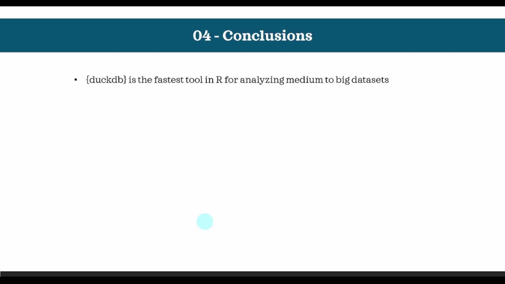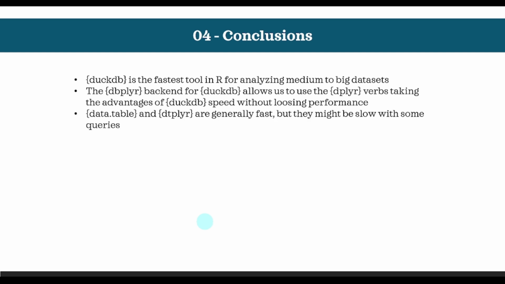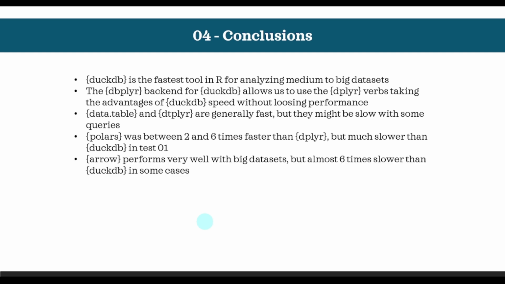DuckDB is the fastest tool in R for analyzing medium to big datasets. The dplyr backend for DuckDB allows us to use the dplyr verbs, taking the advantages of DuckDB speed without losing any performance. Data table and the dplyr are generally fast, but they might be slow with some queries, and they might be also limited by our RAM. Polars was between 2 and 6 times faster than dplyr, but much slower than duckdb in test number 1. Arrow performs well with big datasets, but almost 6 times slower than duckdb in some cases.